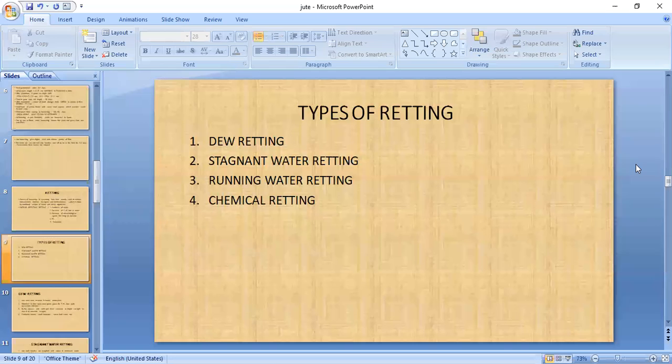Types of retting. Generally, 4 types of retting are used in industry in this jute extraction. One is dew retting, another is stagnant water retting, third one is running water retting, and fourth one is chemical retting. So any one retting can be used. Every practice, or every method, is having some plus and minus points, some advantage and disadvantage that we are going to discuss in next slide.